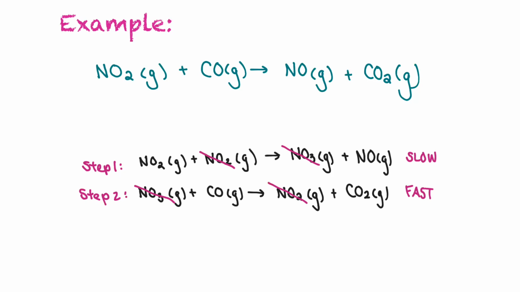Now, the NO3, which appears in both steps but not in the overall equation, is called a reaction intermediate. And we'll talk about intermediates a little bit later in this video.